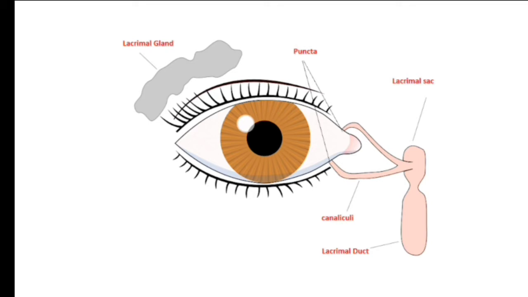This is the nasolacrimal apparatus. You can see the lacrimal gland from which tears are produced. The tears produced from the lacrimal gland moisturize the sclera over the eye and then enter the puncta of the lacrimal apparatus. From the puncta, tears enter the canaliculi. From the canaliculi, they enter the lacrimal sac, and from the lacrimal sac into the lacrimal duct.